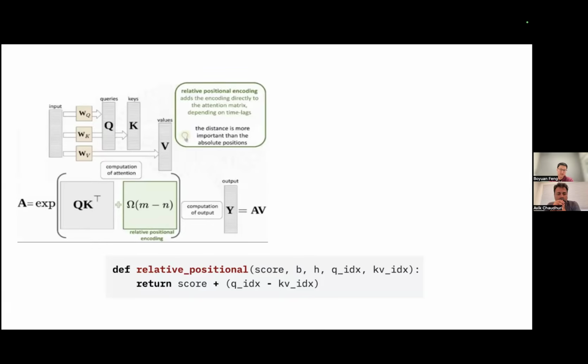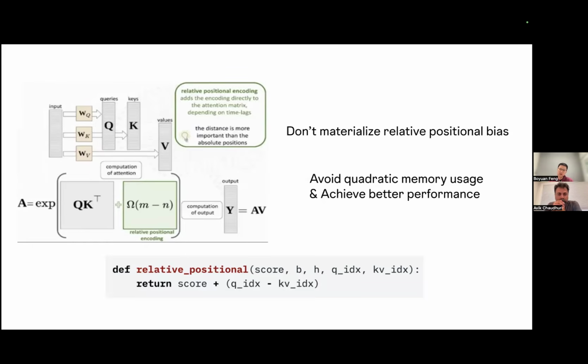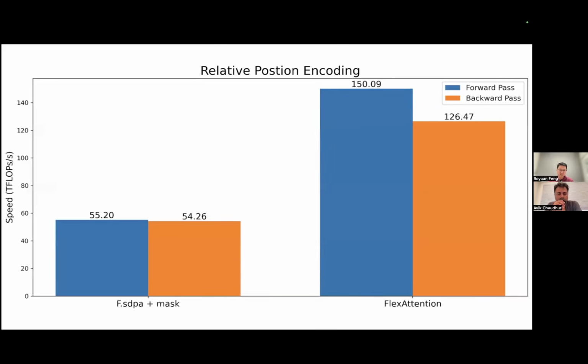Cool. So what can we implement with score mod? Let's say the relative position. We can just say score plus q index minus kv index, which is the relative distance, right? We add it with the score mod, and now we have the relative position information. The good thing is we don't need to materialize the relative position bias as a full tensor. So we can avoid the quadratic memory usage and achieve better performance. Comparing with scaled dot product attention, SDPA, in PyTorch, FlexAttention can have much better performance for that reason.